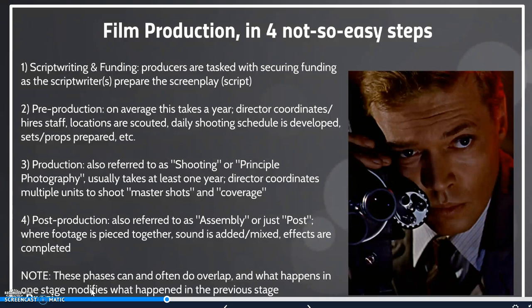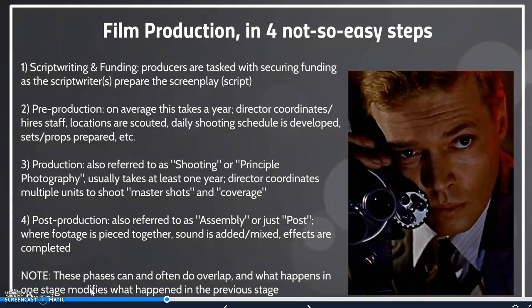The next step is pre-production. This is preparation. This can take a year, sometimes more. The director is hired and coordinates with staff, locations are scouted, a schedule for the shooting is developed, the sets are prepared, the props are prepared. This is getting everything ready so that when production begins, it can go as quickly as possible because production can be very expensive.